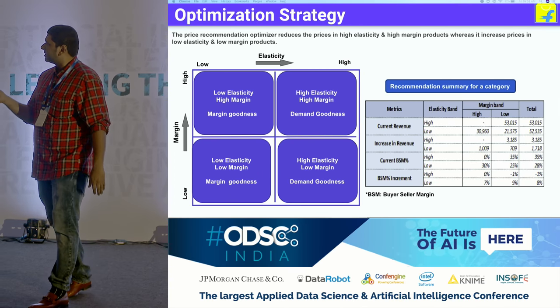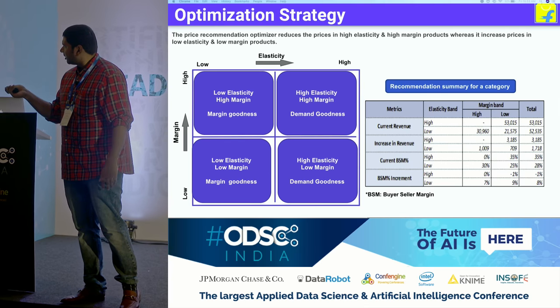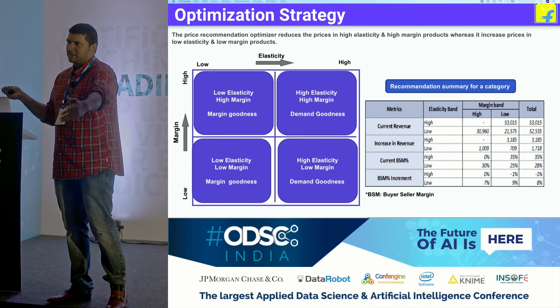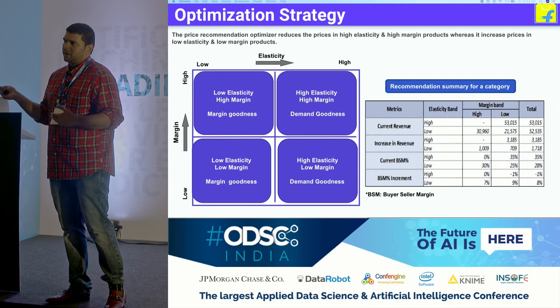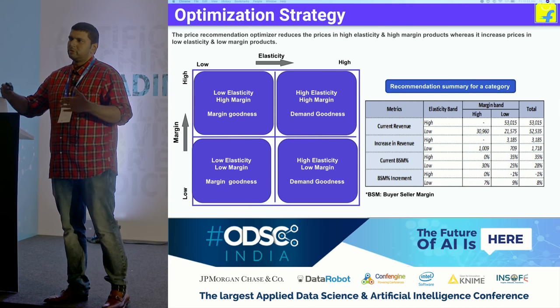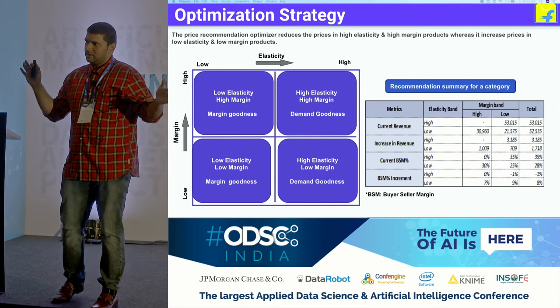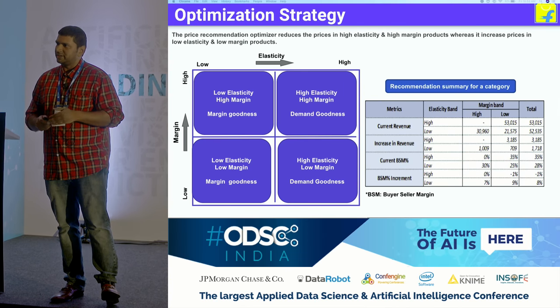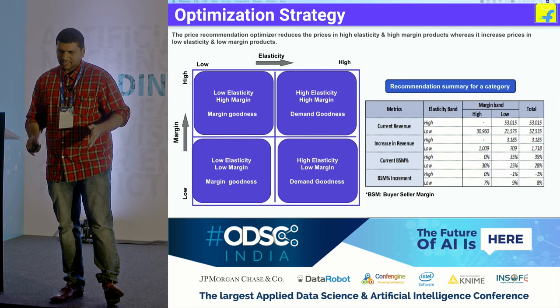This table is showing you evidence that the algorithm actually works in one of the categories that we've implemented it in. This is something we are going to do full time and expand across our entire gamut of products very soon. And that's about it.